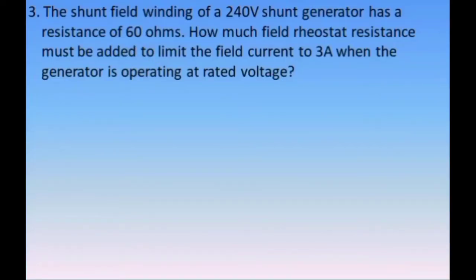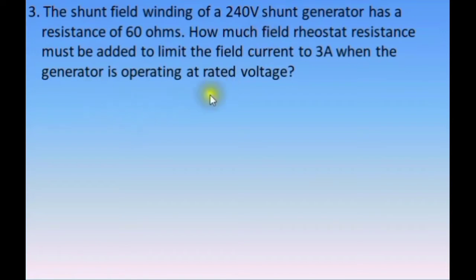Let's proceed to problem number 3. The shunt field winding of a 240 volt shunt generator has a resistance of 60 ohms. How much field rheostat resistance must be added to limit the field current to 3 amperes when the generator is operating at rated voltage? We have a 240 volt shunt generator, so 240 volts is its terminal voltage. The shunt field winding has 60 ohms resistance. We are asked to determine how much field rheostat resistance must be added to limit the field current to 3 amperes at rated voltage.